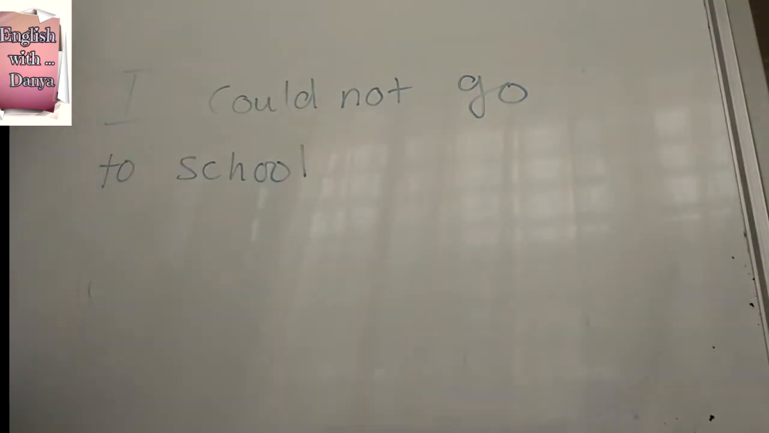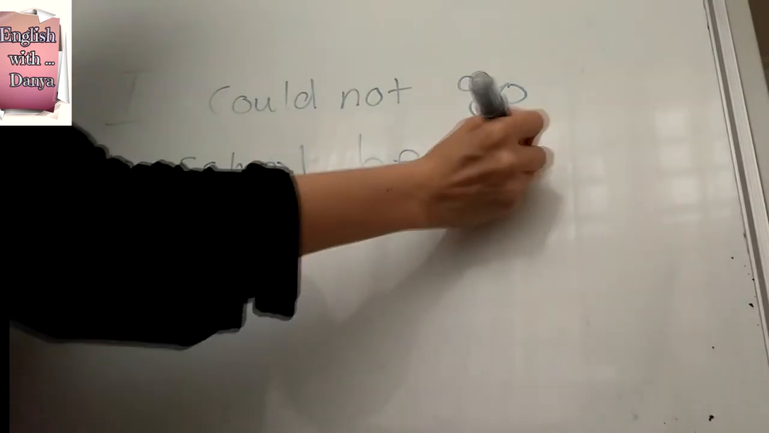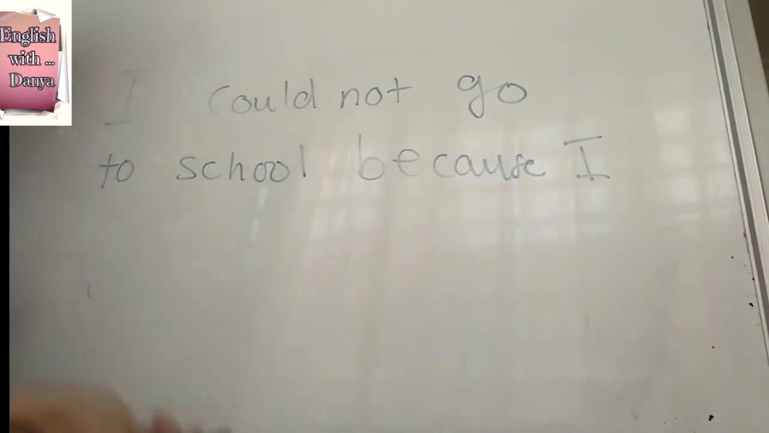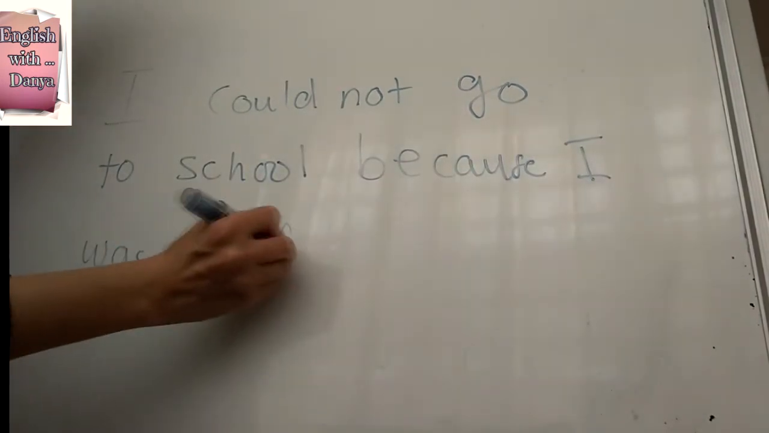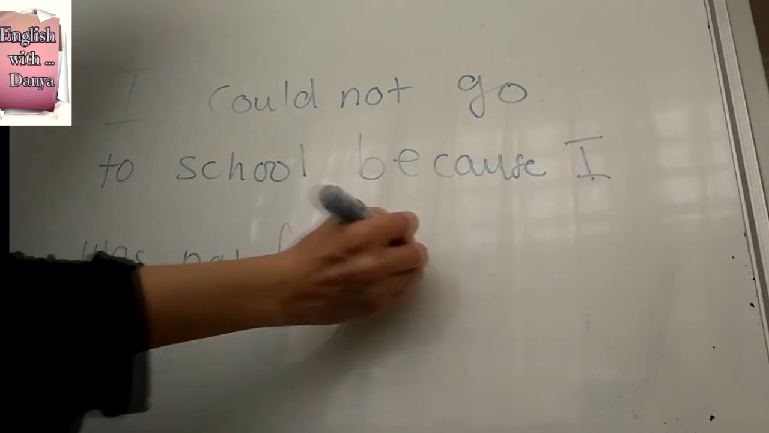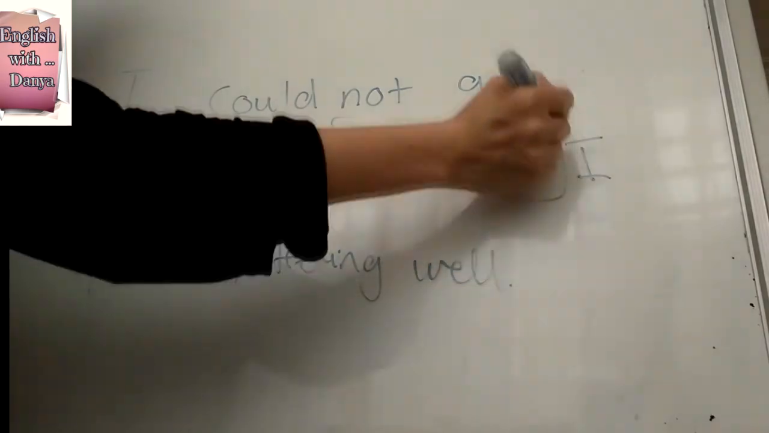When someone says I couldn't go to school, the other person for sure will be asking why. Why couldn't you go to school? So to have a connector with a reason, we can say because I wasn't feeling well, for instance. So in here, we used because to give the reason.